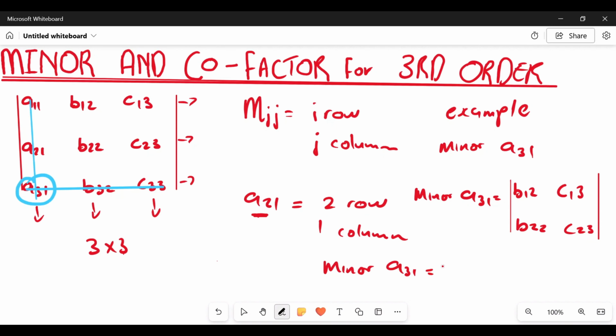So when you calculate the determinant, we know that we multiply the first entry, in this case now B12, with the last entry, in this case C23. And then the product of these two entries is going to be subtracted by the product of the following entry, which is C13, and B22. Guys, this is how you calculate the minor of A31.